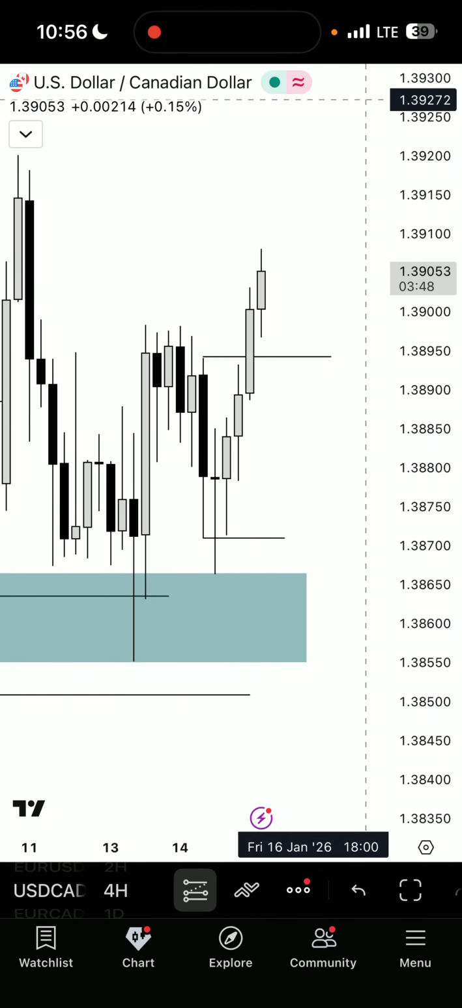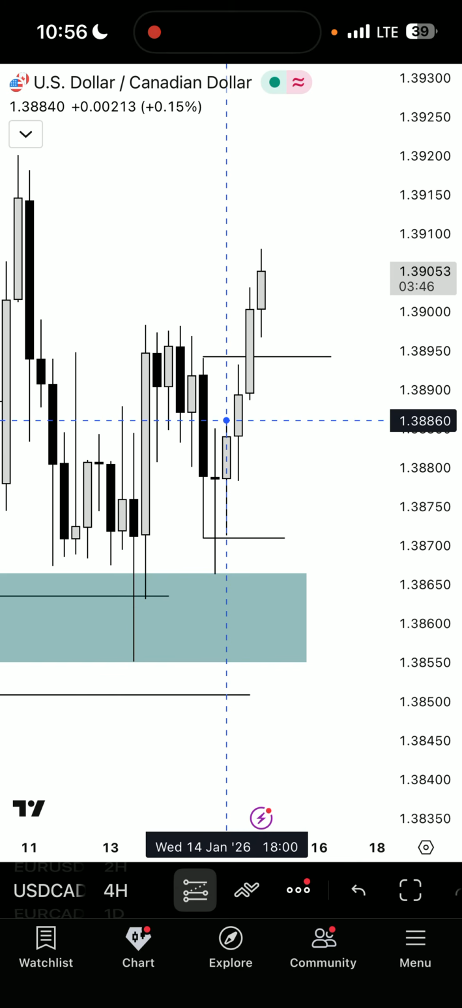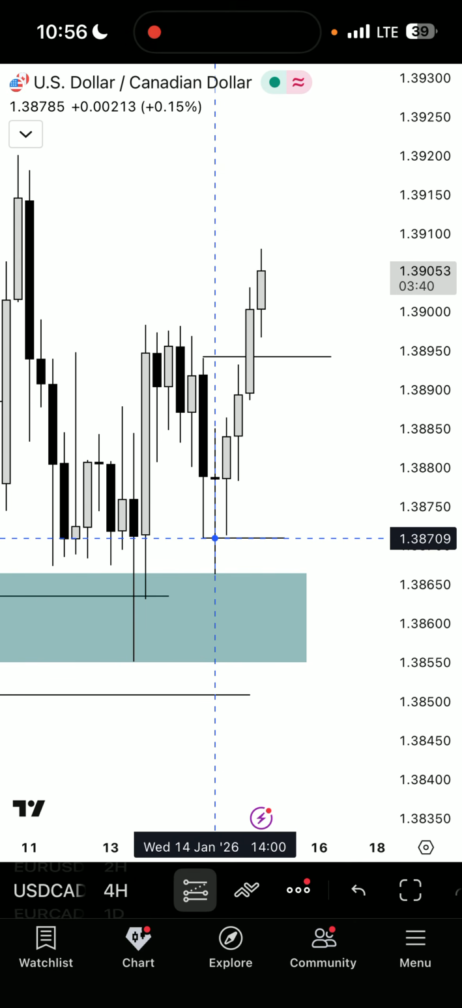Just like I was using double confirmation, it's like I'm using CRT for confirmation entry. You understand? That's what you are simply doing here, not for aggressive entry. You want to be sure of what you are doing, not just jumping into trades anyhow. You get? So that is it.